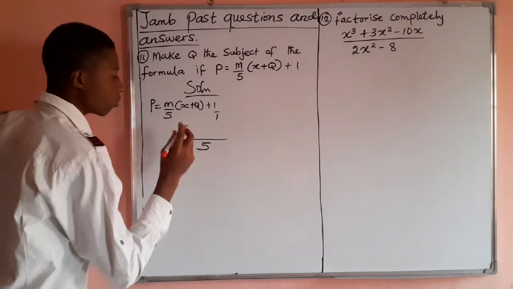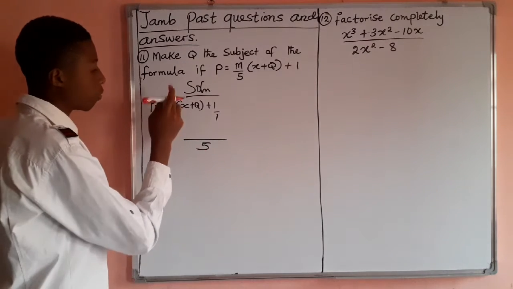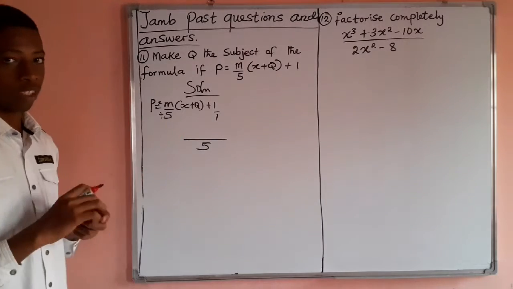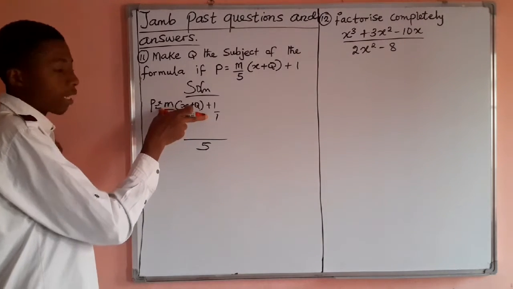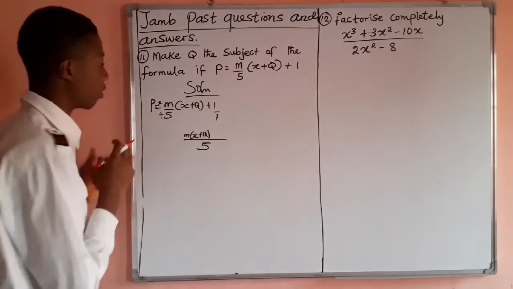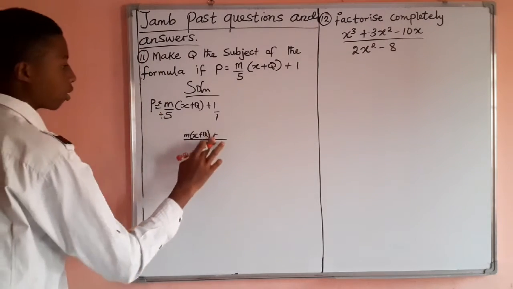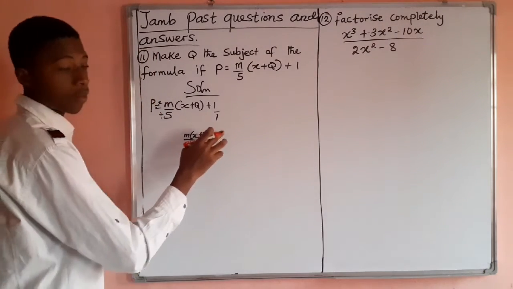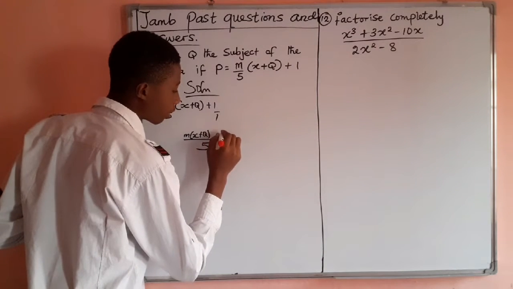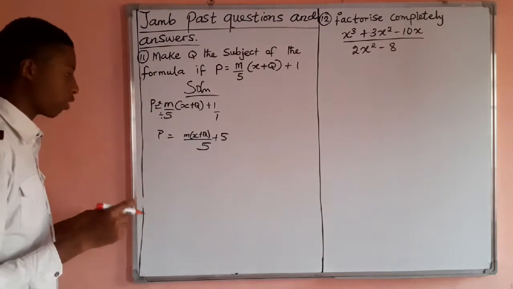Now, as we all do when it comes to fractions, we divide the LCM by the denominator and multiply it by the numerator. As I have said, 5 divided by 5 will give you 1. 1 times m(x plus q) will still give you the same thing. Remember, these equations are together, that is why we still get the same thing. Now we do the same to the other part, meaning that 5 divided by 1 will give you 5, and 5 times 1 will give you 5, which means plus 5. Don't forget to add your P. P equals m(x plus q) plus 5 all over 5.